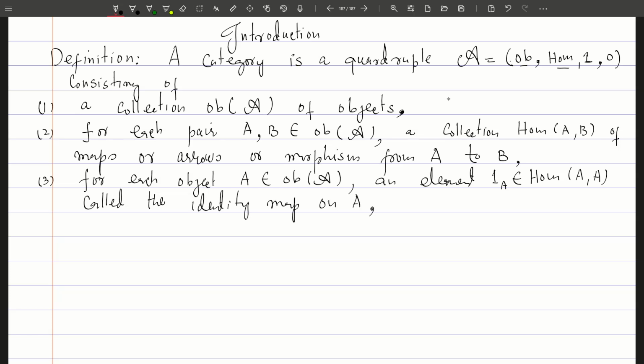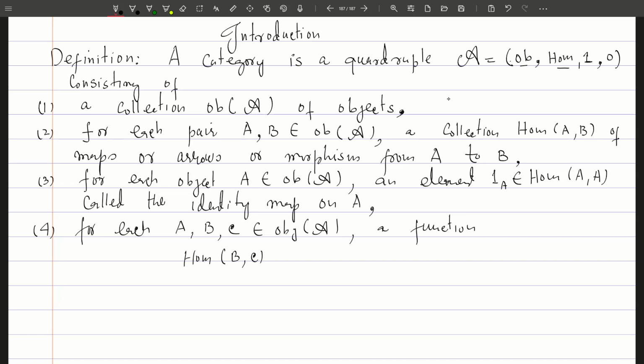And finally, we have the fourth condition, which is that for each A, B, and C, which are objects in the category A, we have a function, and this function is from hom(B, C) cross hom(A, B) to hom(A, C). Now this function goes like this.